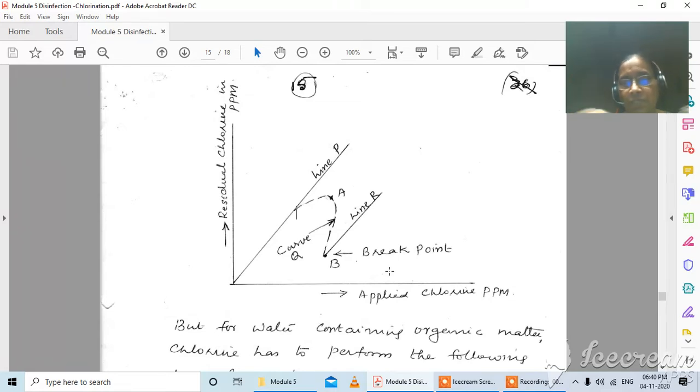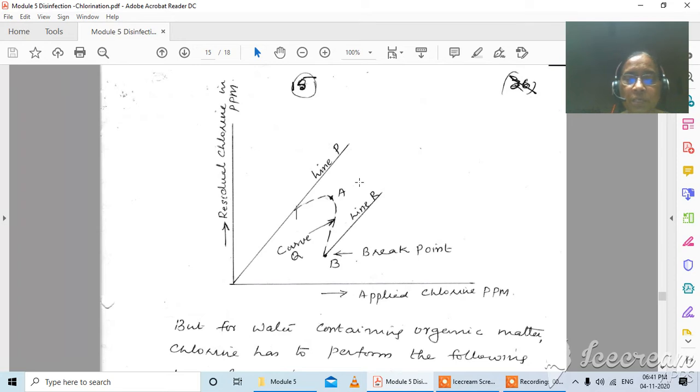Then once the full demand for oxidation of the organic particles is finished, the remaining chlorine, that is the residual chlorine, increases as we increase the dose, and the line R represents the additional residual chlorine after the point B. After point B, the residual chlorine is increasing.